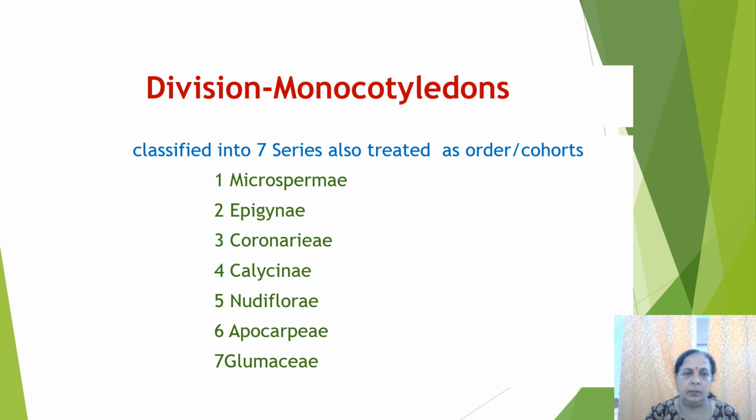Division Monocotyledons. It is classified into 7 series which are equal to the order: Microspermae, Epigynae, Coronarieae, Calycinae, Nudiflorae, Apocarpae, and Glumaceae. Microspermae means where the seeds are very small. Epigynae means where the ovary is inferior. Coronarieae means where the perianth is corolla-like. And the Calycinae means calyx-like perianth, green. And Nudiflorae where the perianth is absent, flower nude. And Apocarpae where the carpels are free. Glumaceae where the perianth is bract-like, chaffy, scaly.